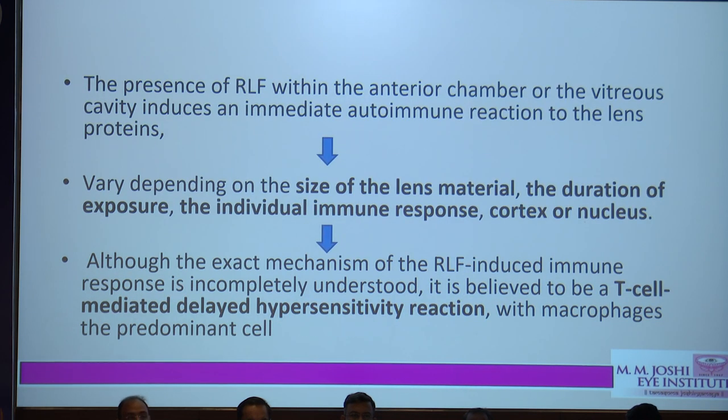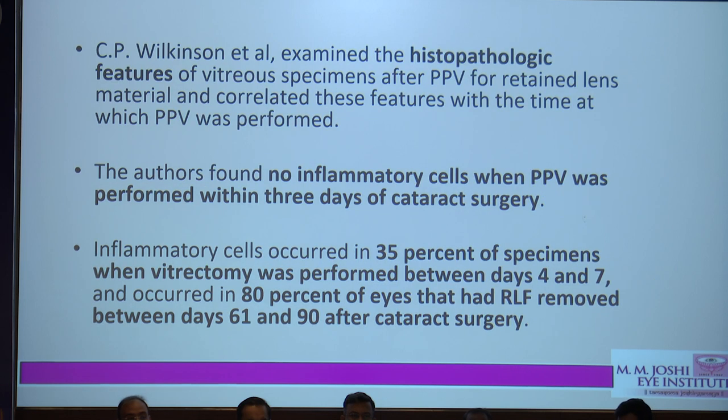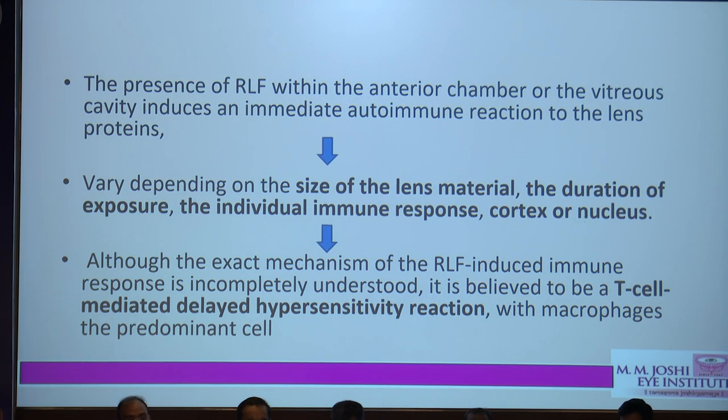So I'll not go into much detail, but one last point: how much size of these cortex can be really observed is what has to be answered. So these are various studies. The presence of retained lens fragments within the anterior chamber or vitreous cavity always induces an autoimmune reaction to the lens proteins, right? It varies on the size of the lens material, the duration of the exposure, and the individual immune response, especially to the cortex or the nucleus.